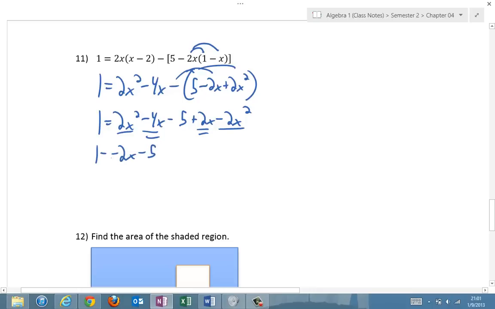Still 1 equals. Let's add 5 to both sides, and I get 6 equals negative 2x. Divide both sides by negative 2, and x is equal to negative 3. Brace, brace.